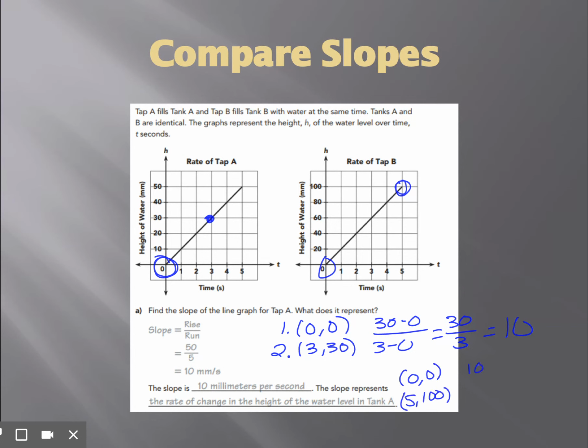So 100 minus 0 over 5 minus 0 is, of course, 100 over 5, which would equal a slope of 20. So the one that has the faster slope, which would be tap B, is the one where water is filling faster.